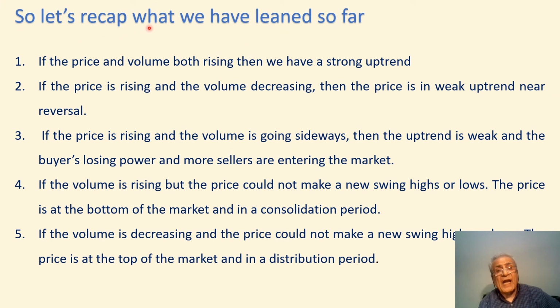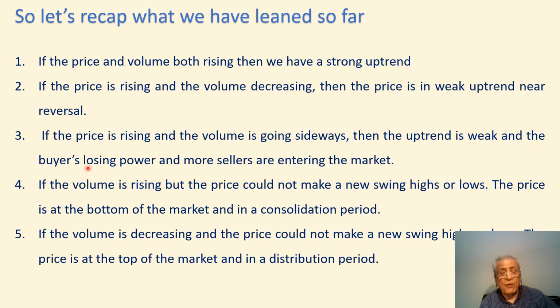So let's recap what we have learned so far. One, if the price and volume are both rising, then we have a strong uptrend. Two, if the price is rising and the volume is decreasing, then the price is in a weak uptrend near reversal. Three, if the price is rising and the volume is going sideways, then the uptrend is weak, the buyers are losing power and more sellers are entering the market.